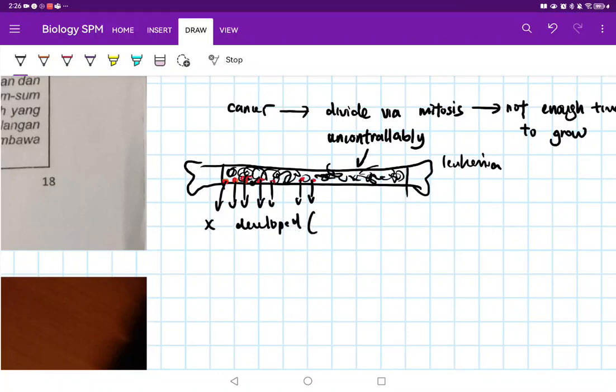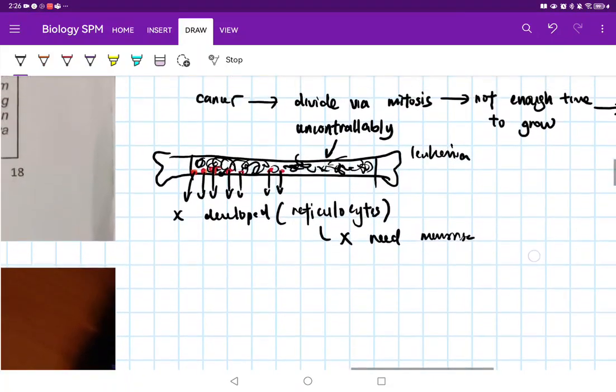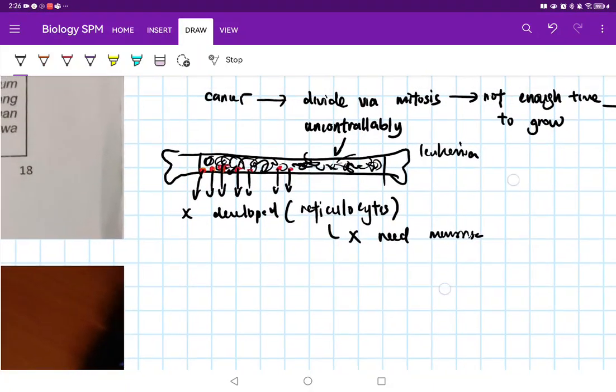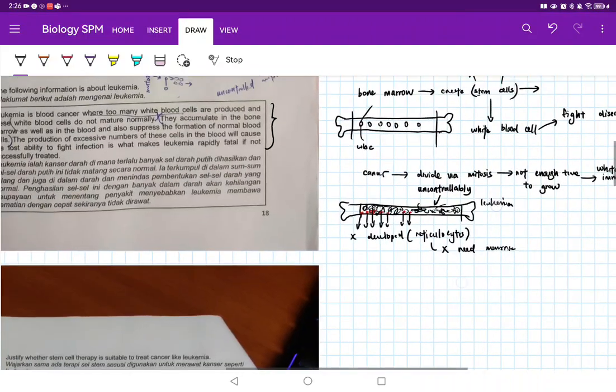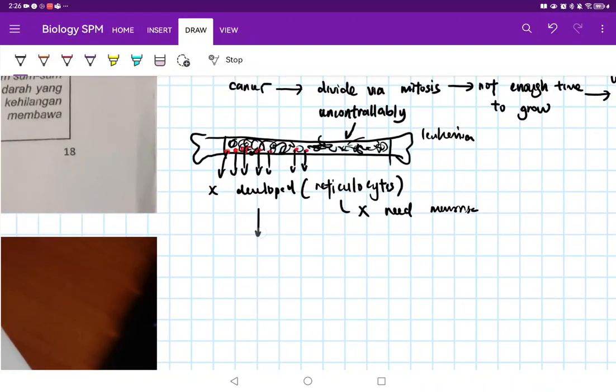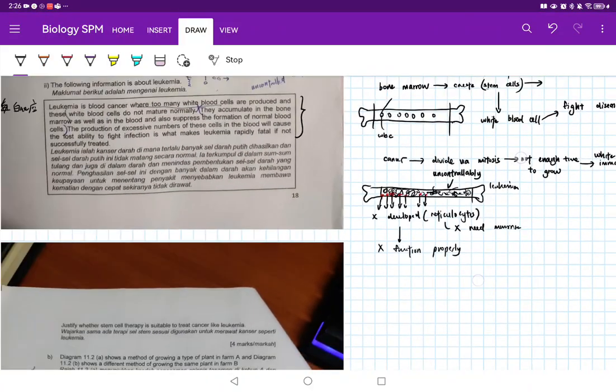So usually we call these immature red blood cells reticulocytes. No need to memorize this name. No need to memorize. It's extra info. Okay. So they will push all these red blood cells out. Okay. And they cannot function properly because they are not developed. So cannot function properly. Okay. So this is how leukemia will look like.